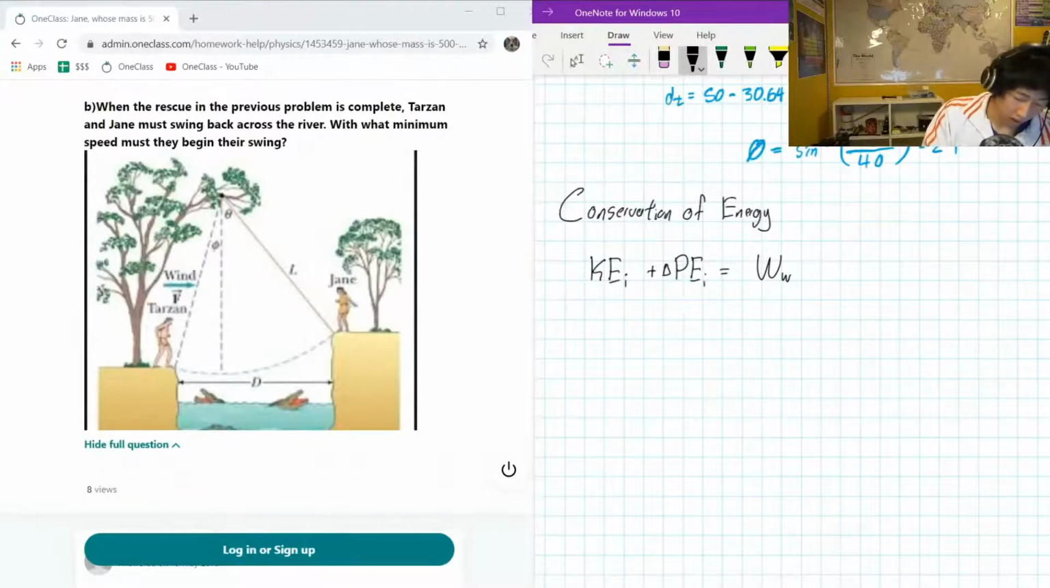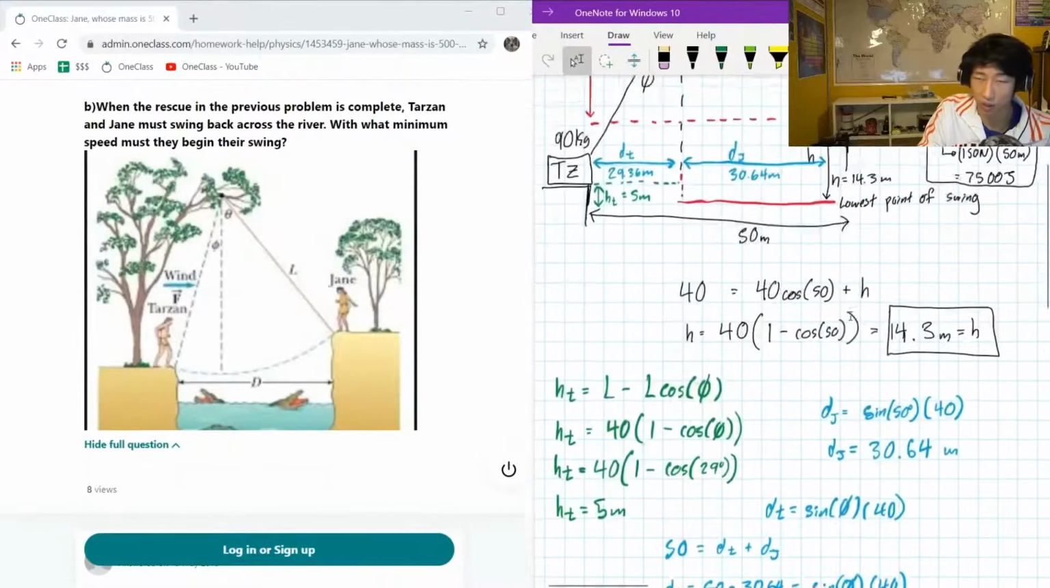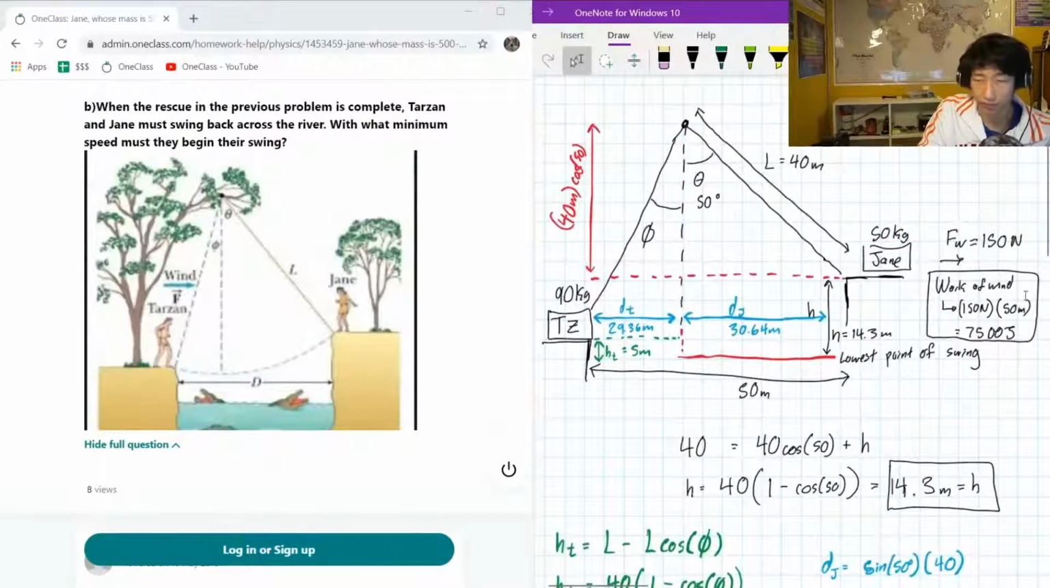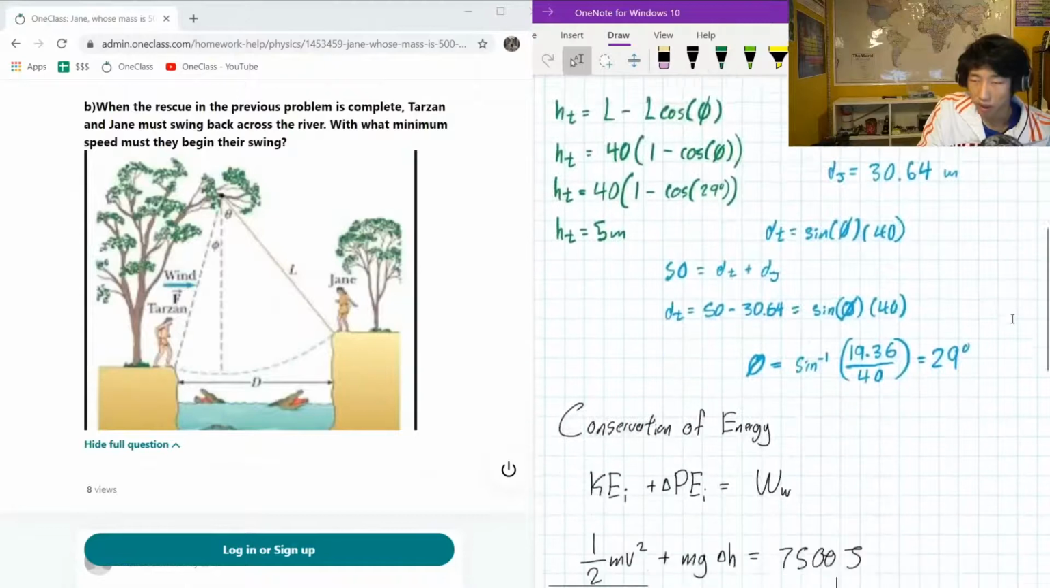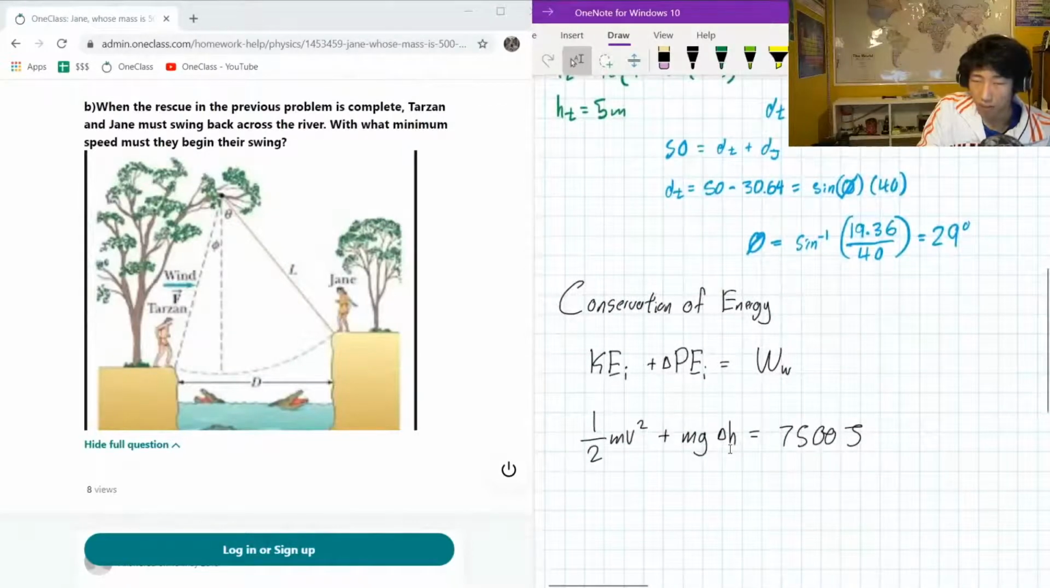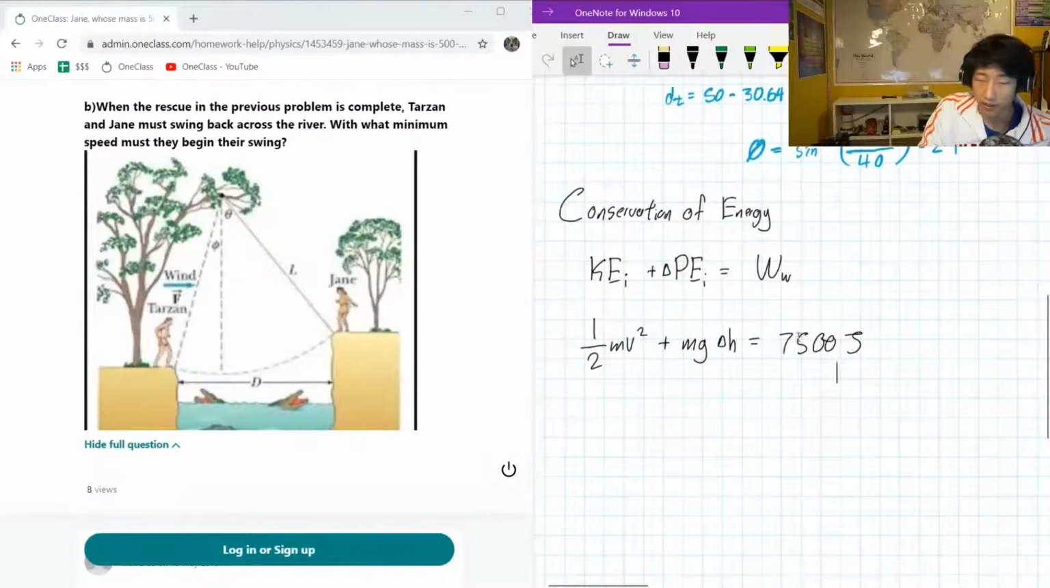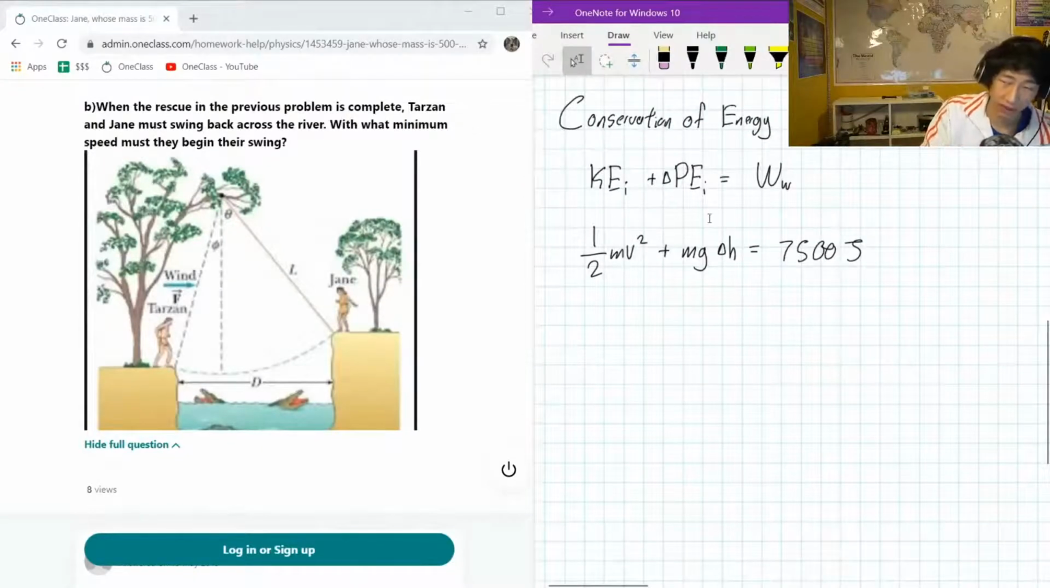Okay, so to change these into equations, we'll do it like this: 1/2 mv squared plus mg times delta h, the change in height, and that's going to be equal to 7,500 joules, because that's what we calculated as the work done by wind. Okay, cool. So given this, we just need to solve for v. Let's do some algebra ASAP fast to solve for v.